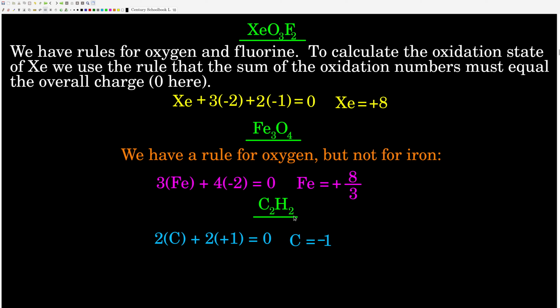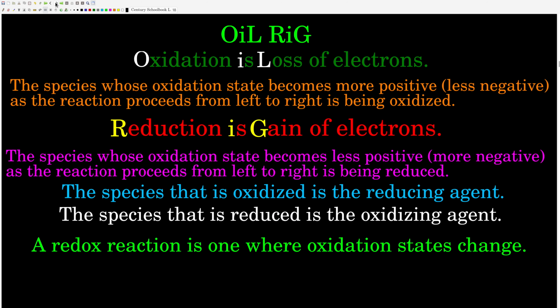Next, acetylene. So we have a rule for hydrogen, but not for carbon. So 2 carbons, plus 2 times hydrogen's +1. We see that carbon's oxidation state is -1. All right, there we go.